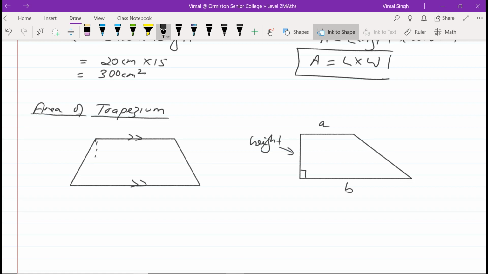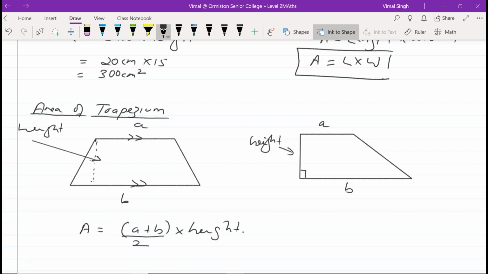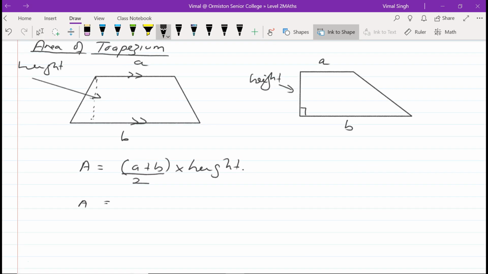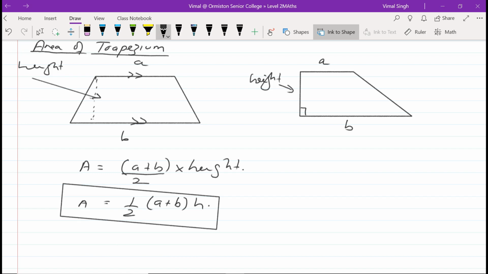In here, let's say this side over here is called the height, that is side B, that is A, and the formula for finding the area of a trapezium is given as A is equal to A plus B divided by 2 times the height. So in short, we'll write this as A is equal to half into A plus B times the height. This formula over here is used for finding the area of a trapezium.